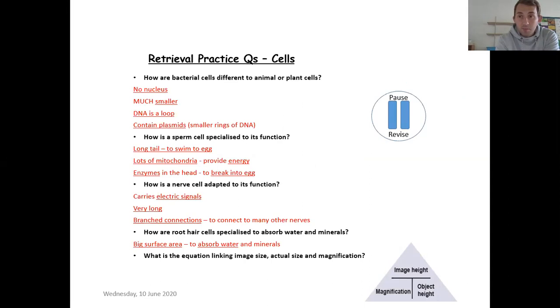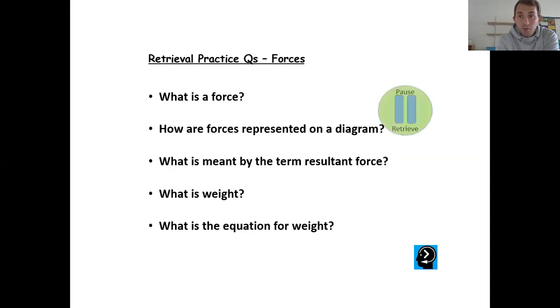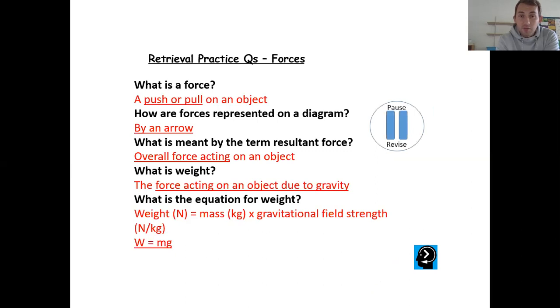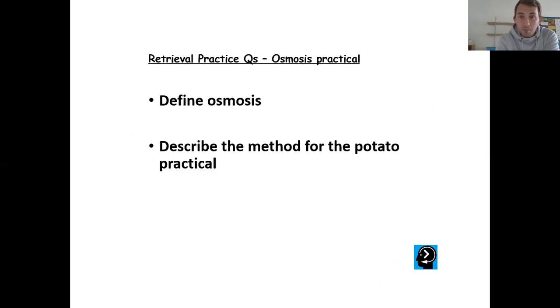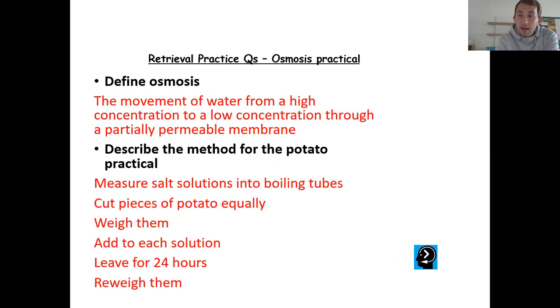Questions on slide number 2 are all about forces. So again, pause the video, off you go. And how did you get on, guys? Again, if you need to pause the video to check, do so now. The final slides are back to this topic, so osmosis and the practical and the method. So now, pause the video, what can you remember?